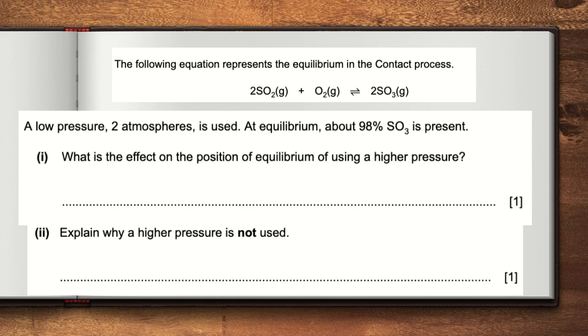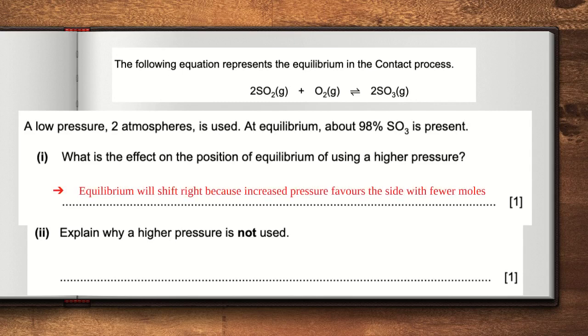If you used a higher pressure, then equilibrium would shift to the right. Or we could say it favors the forward reaction, because the increased pressure would favor the side with fewer moles. You only have 2 moles over here, but you have 3 moles over here. So equilibrium is going to shift right. Why then is a higher pressure not used? Why does it only in industry use 2 atmospheres?